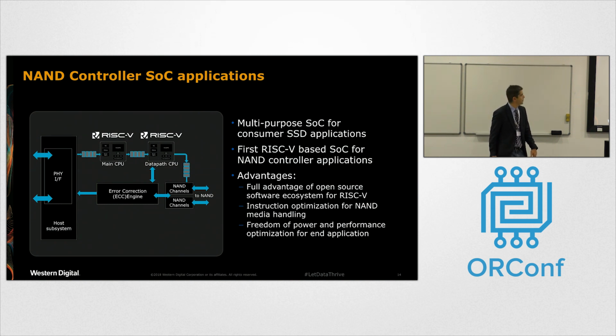Advantages: full advantage of the open source software ecosystem. We see that as a major thing, because even if somebody in a company is not happy with too much power or too little performance, there is going to be a multitude of RISC-V cores to come. If you have a toolchain, you can take advantage of that ecosystem, and that's awesome. Instruction optimization for NAND media handling is another great thing. Usually a NAND company like us doesn't want to talk too much about what's really happening with the NAND channels, so you can keep that in-house. And then freedom of power and performance optimization for any application.